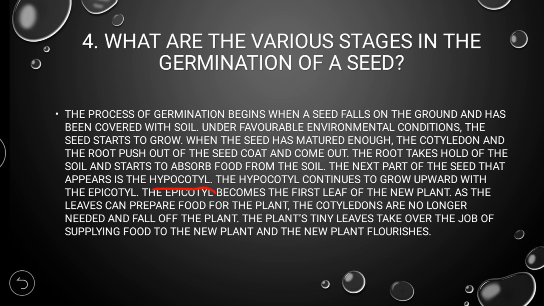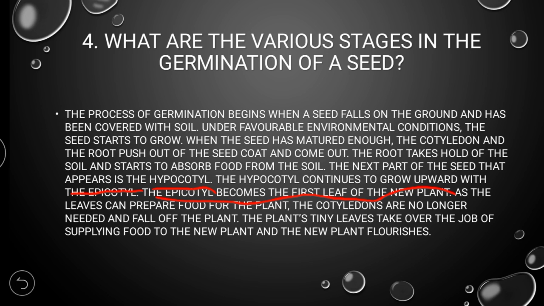After that the epicotyl arises. What is epicotyl? The epicotyl becomes the first leaf of the new plant. As the leaves can prepare food for the plant, the cotyledons are no longer needed. Once the plant starts to prepare food, at that time the cotyledon will fall off from the plant. The plant's tiny leaves take over the job of supplying food to the new plant and the new plant flourishes.